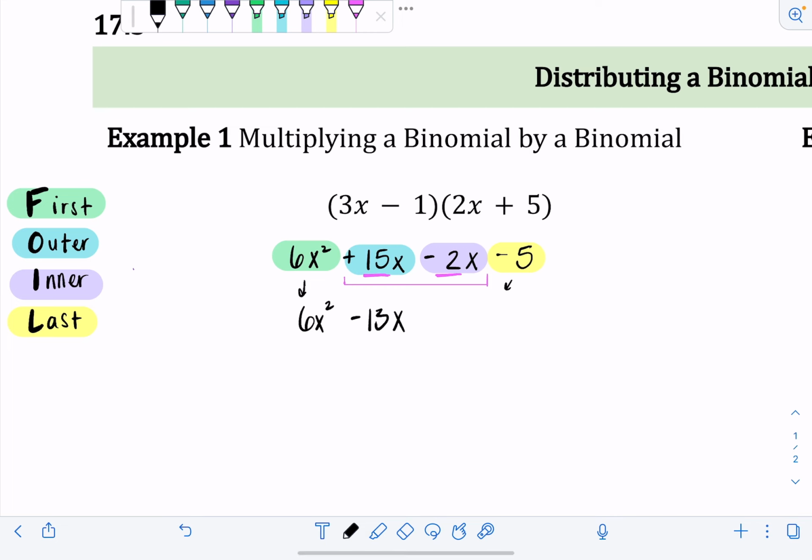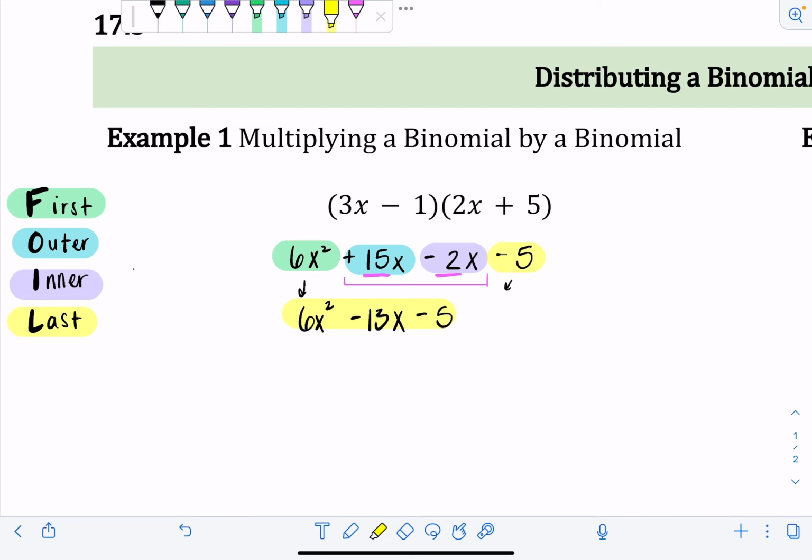And then I would bring down the -5, and then no more like terms because there are no more terms that have the same variable and the same power. So our final answer is 6x squared minus 13x minus 5.